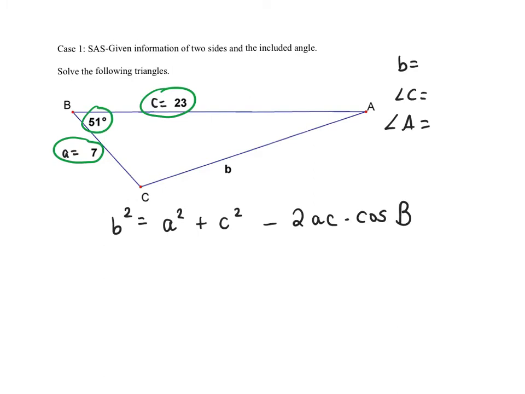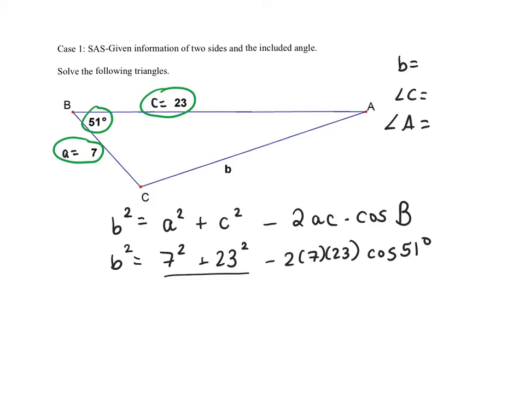I always encourage you to write the formula down before we start plugging things in. So now if I do this, I get b squared equals a squared, which is 7 squared, plus 23 squared, because that's c, minus 2 times 7 times 23 times the cosine of 51. Now, everything you see over here is just simply a number.